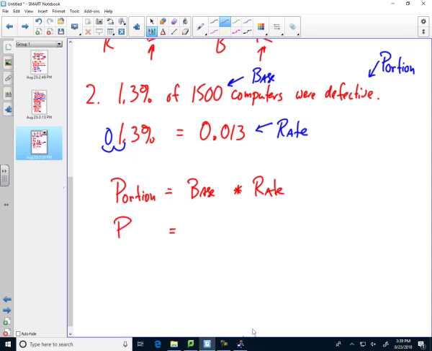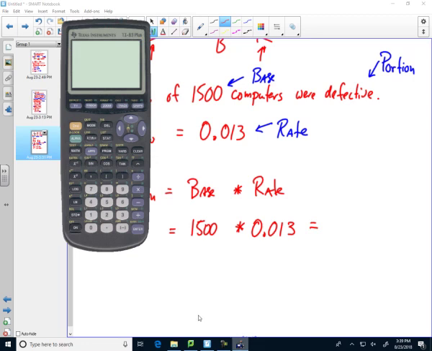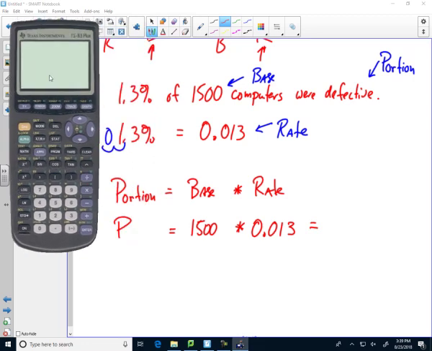So P equals 1,500 times 0.13, and the calculator says nothing, you have to read it. 1,500 times 0.13.